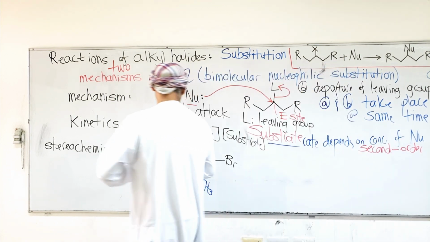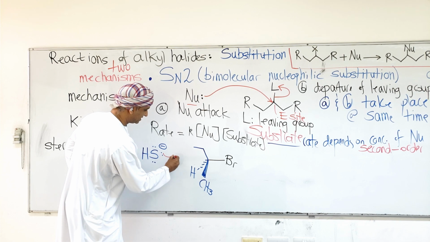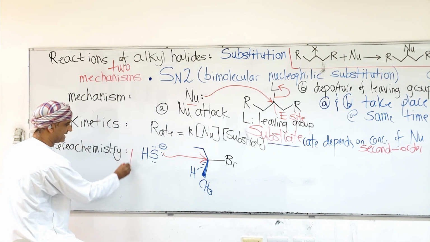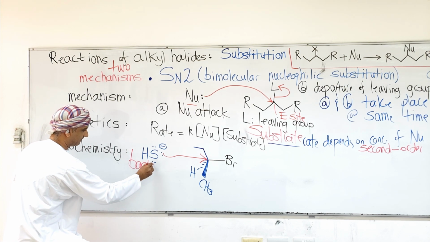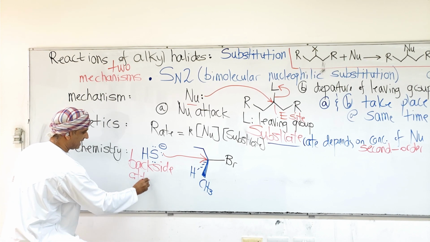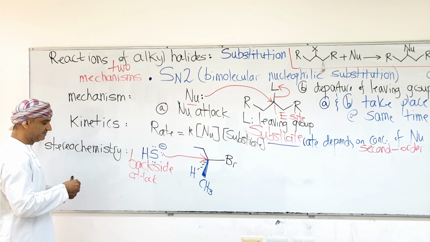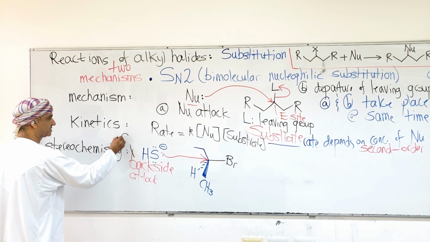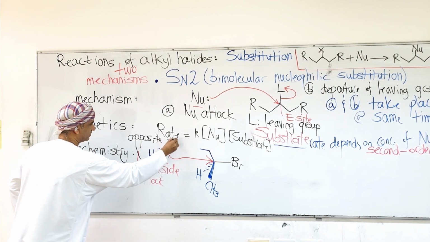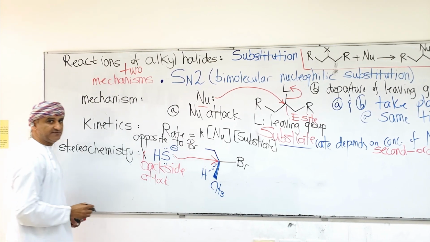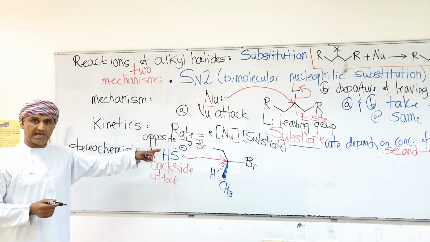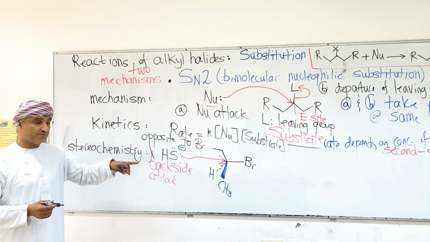So the nucleophile will do backside attack. This is going to attack this carbon from the backside. This is a backside, from the opposite side, backside attack. When we say backside attack, this means that this is opposite to Br in this case, or the leaving group in this case. So the nucleophile will attack the alkyl halide or the reacting substrate in SN2 from the opposite side.